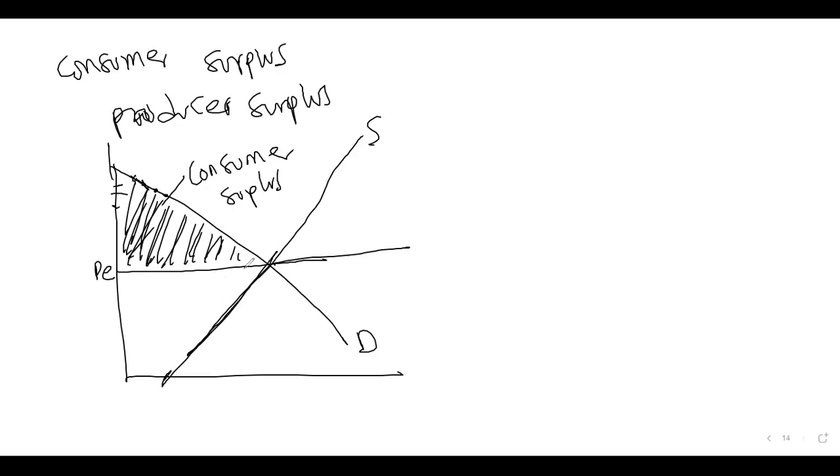And then producer surplus is the difference between the prices he was willing to accept as a producer and the prices he actually gets. Normally, when the price he actually gets, the equilibrium price, is more than what he was willing to accept, it means that he has a producer surplus. So this region here is the producer surplus.